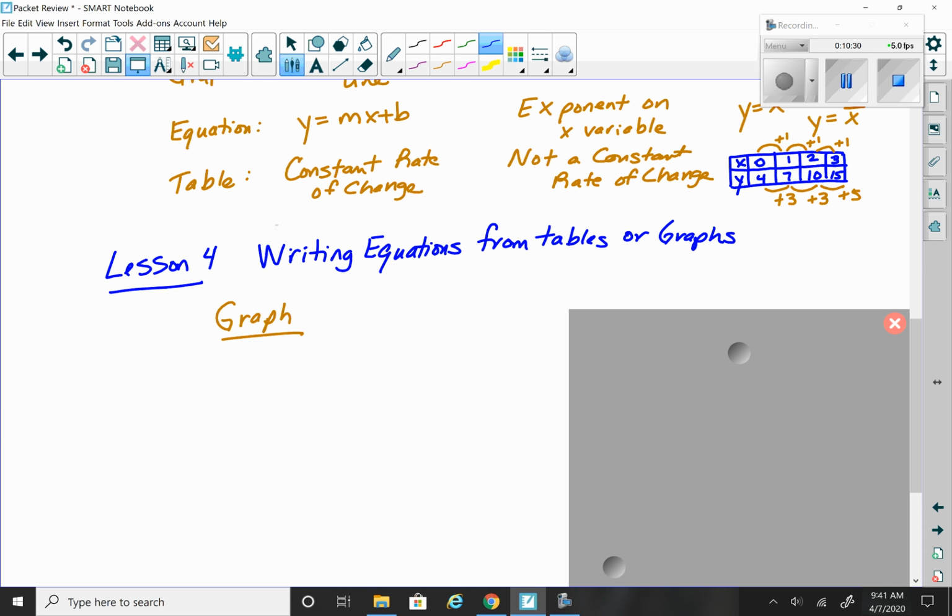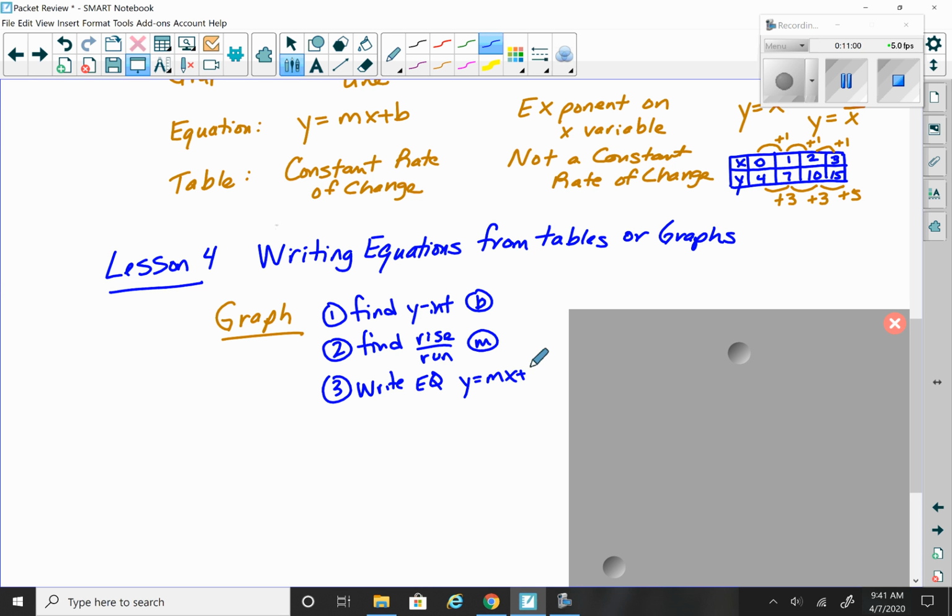So to write an equation from a graph, the first thing you do is you find your y-intercept. Find where the line crosses the y-axis. That's your y-intercept, that's your b-value. And then the second thing you do is you find your rise over run, make your slope triangle to get your slope, or m value. And then you take those two values and you can write your equation in slope-intercept form, y equals mx plus b form.